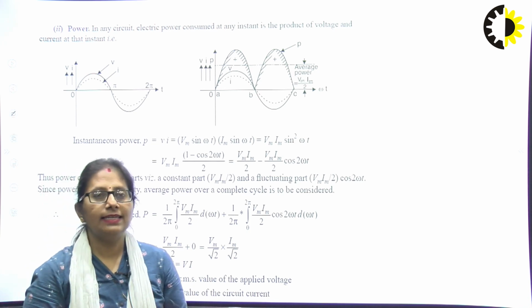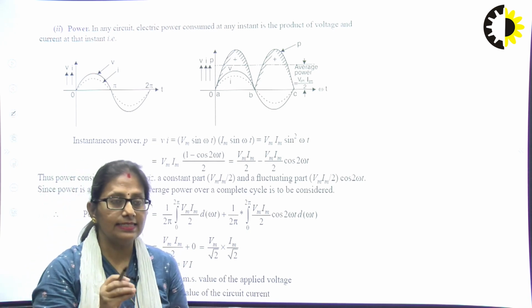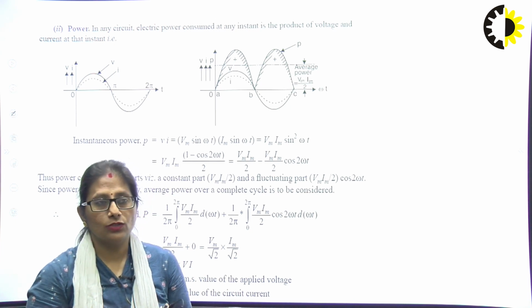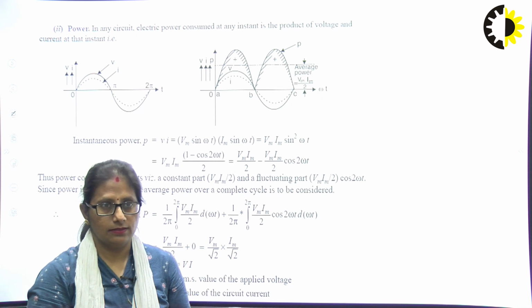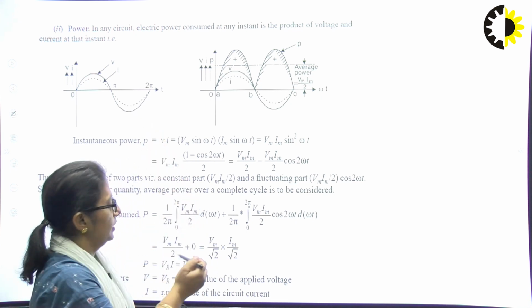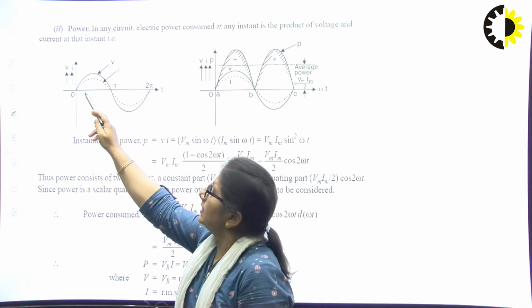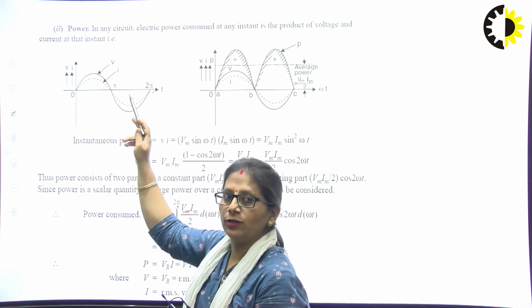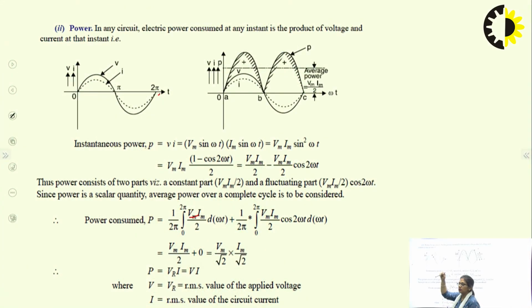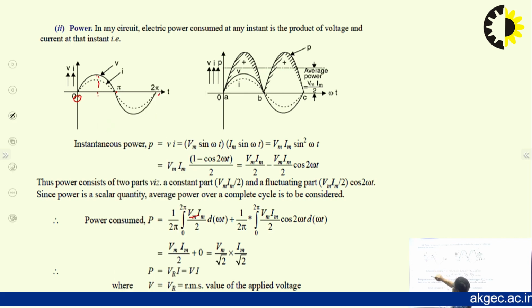Now, in any circuit, the electric power consumed at any instant is nothing but the product of the voltage and current at that particular instant, right? If I explain it with the waveform, this is the current waveform. Generally the magnitude of the current in circuits is smaller and the voltage has higher magnitude, but both of them are in the same phase. They initiate at the same point, attain their maximum at the same point, attain their negative maximum at the same point. That means both of them are in the same phase.